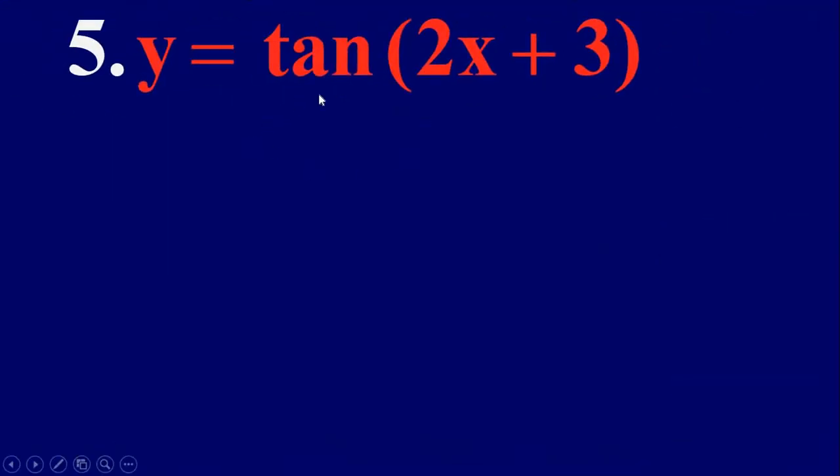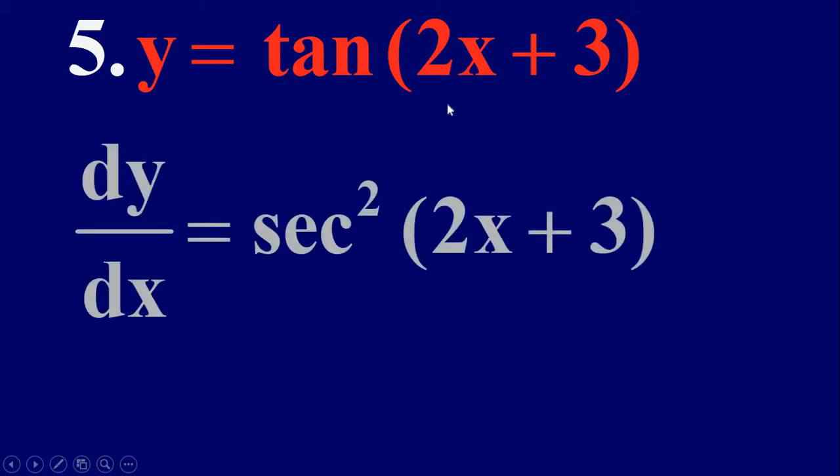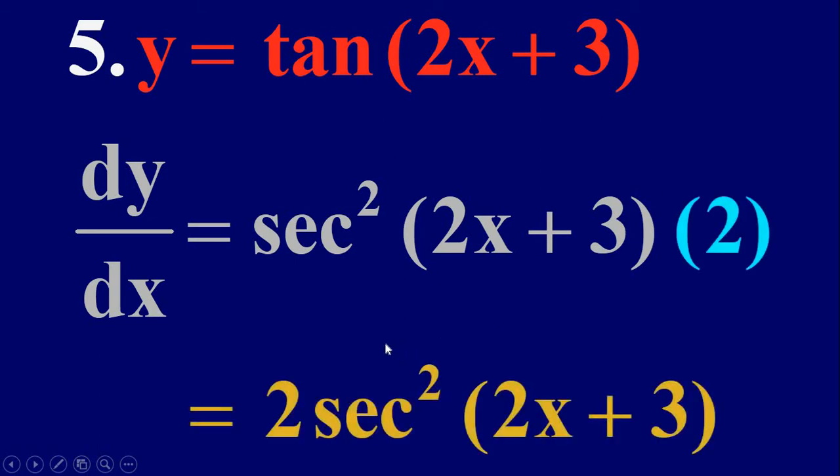So next one, y equal to tan of 2x plus 3. Now this is of the form tan x, and tan x differentiation is secant square x, but it is not x. In place of x we have 2x plus 3. Again, you have to differentiate 2x plus 3, and 2x plus 3 differentiation is 2. So therefore it is 2 into secant square of 2x plus 3.